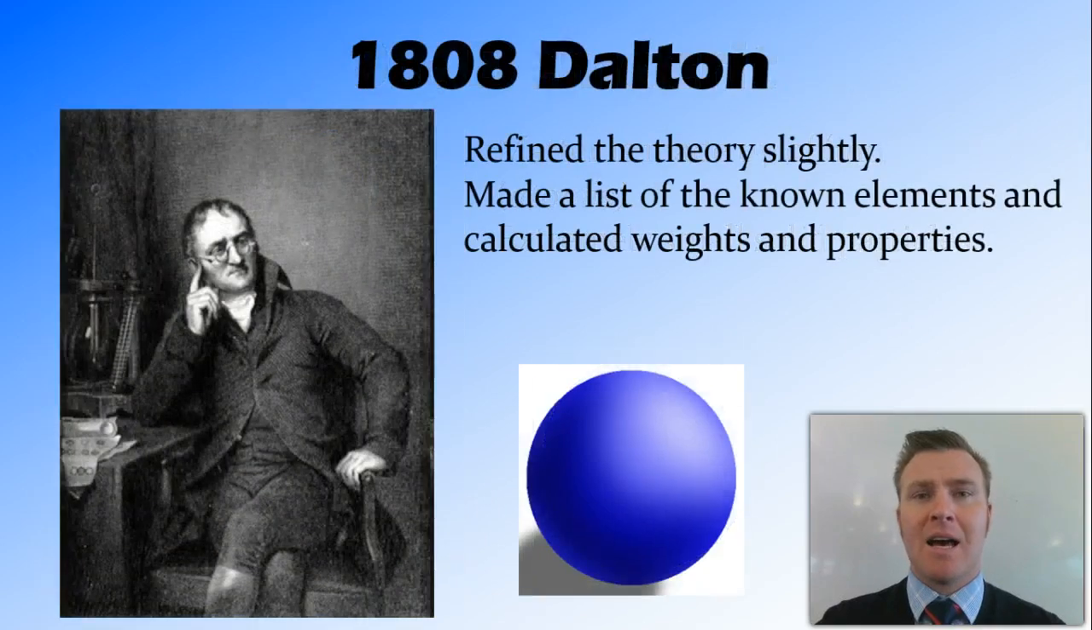Now this theory lasted a very long time. It wasn't until 1808 that Dalton, still using this theory, was actually able to, through experiments, make a list of all of the known elements, as well as calculating weights and properties of those elements, and even predicting some elements that hadn't been discovered yet.